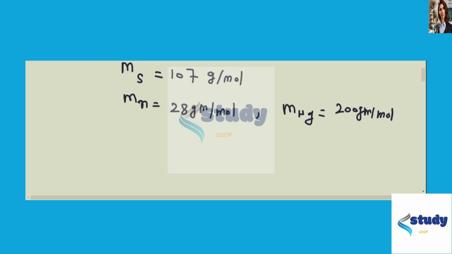And latent heat of vaporization of nitrogen, represented by Ln, is equal to 0.201 into 10 to the power 3 joule per gram. And the normal boiling point of nitrogen, represented by Tn, is equal to 77.34 Kelvin.